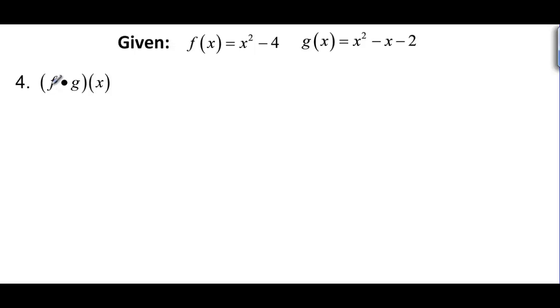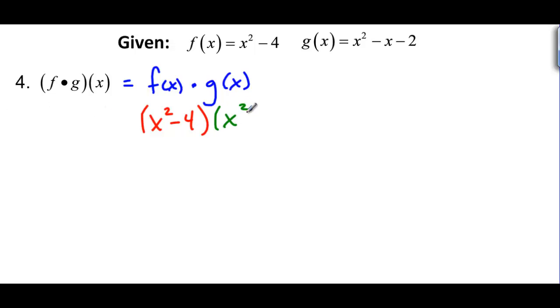Well, what if I have f times g of x? Again, what that means is take the f function, f of x, and multiply it by the g function, g of x. So f of x, again, use parentheses, is x squared minus 4. The g function, x squared minus x minus 2. And I truly want you to multiply those, so now we have to distribute.